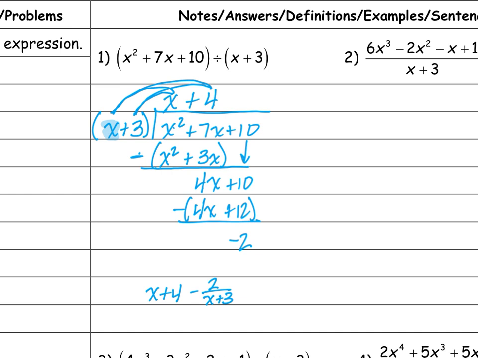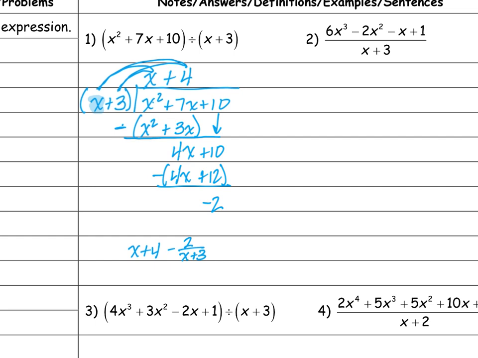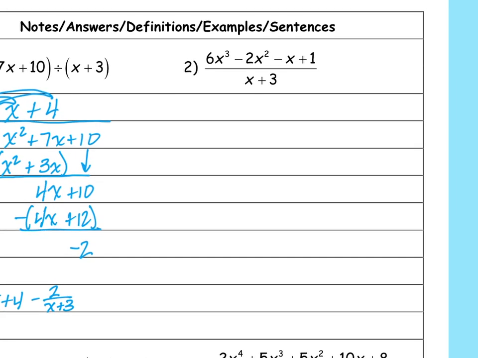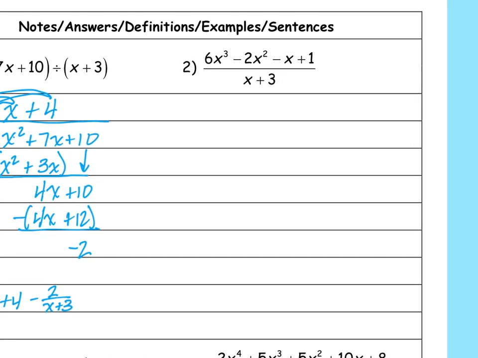Everyone okay? Okay, so this next one we're going to do the box method. Actually, I'm going to do one more long divide, and then we'll do the next two with the box method. Are you guys okay? Because I want to reinforce the long divide before we go on to the box method. Okay, so we're going to do exactly the same thing. Okay, so I have what I'm dividing by in my little box. So I've got 6x cubed minus 2x squared minus x plus 1, all divided by x plus 3 again.